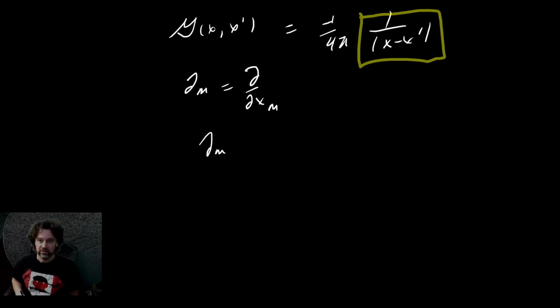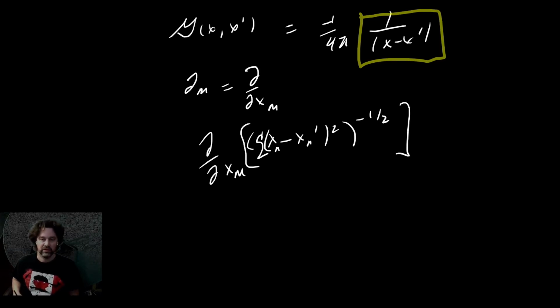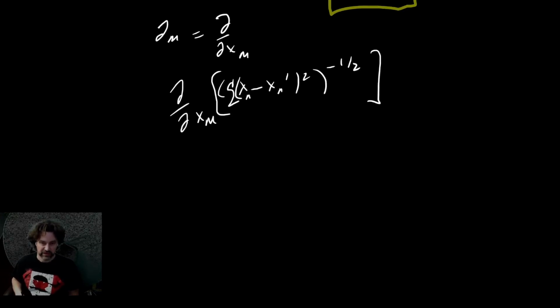So d dx_m of the sum over all of these n's of (x_n minus x_n prime) all squared, to the minus 1/2. That is the derivative we want to take. I don't think it actually buys us anything to use the abbreviated notation, so let's say just d dx_m. Let's compute this to start with. We're going to want to take the second derivative of similar terms in the end.